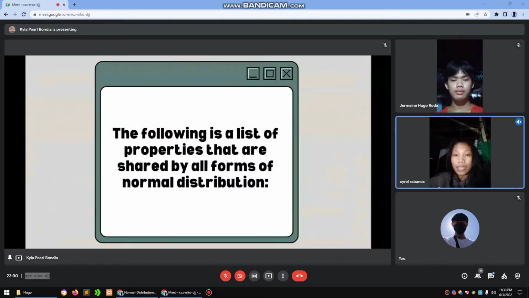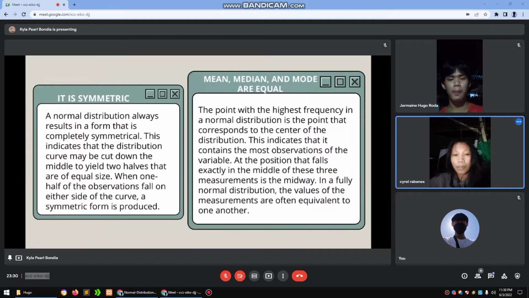The following is the list of properties that are shared by all forms of normal distribution. First, it is symmetric. A normal distribution always results in a form that is completely symmetrical. This indicates that the distribution curve may be cut down the middle to yield two halves that are of equal size. When one half of the observations falls on either side of the curve, a symmetric form is produced.